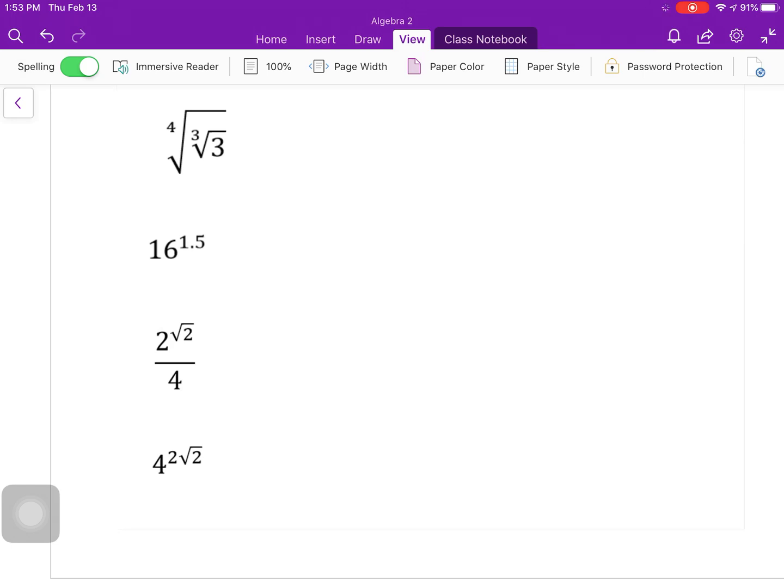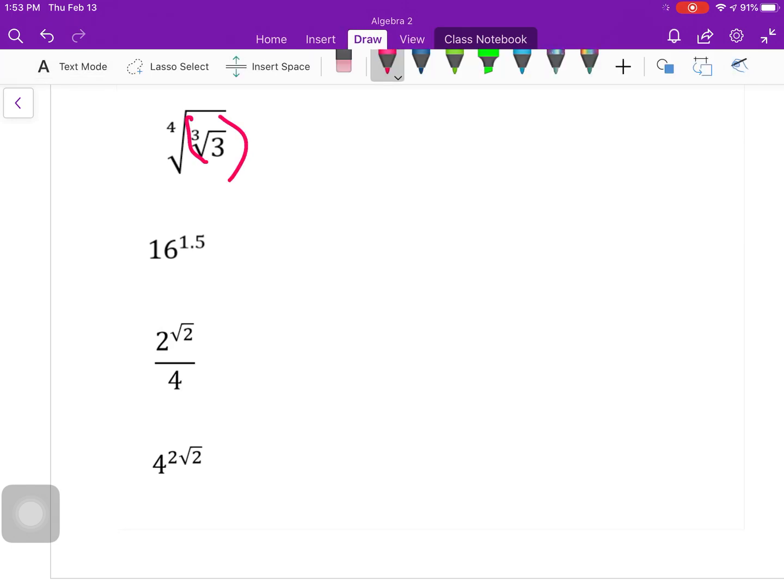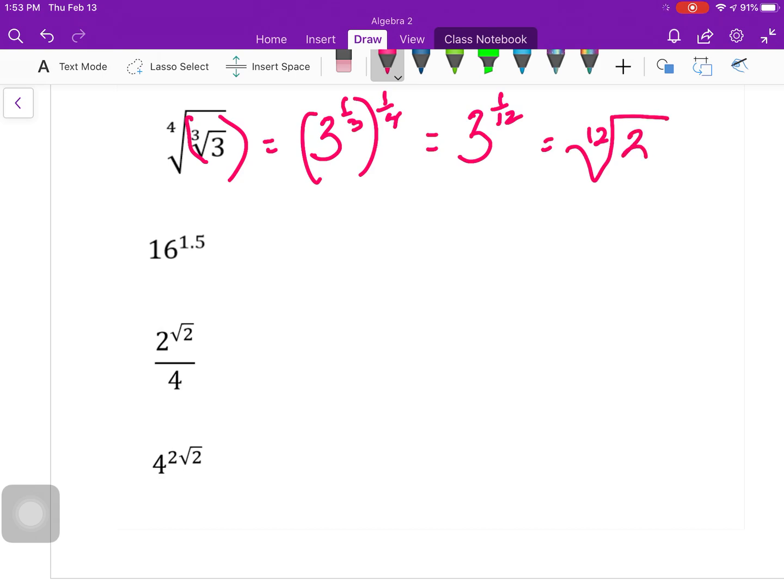All right, so now on this one, inside I have the cube root of 3. So I would write that as 3 to the 1/3. Outside I have the 4th root. So the 4th root is a power of 1/4. Power to power I multiply, so this is 3 to the 1/12, which means the 12th root of 3. Another way you can think of this is because I just multiplied these, I could multiply the 4 and the 3, and that would give me my 12th root.